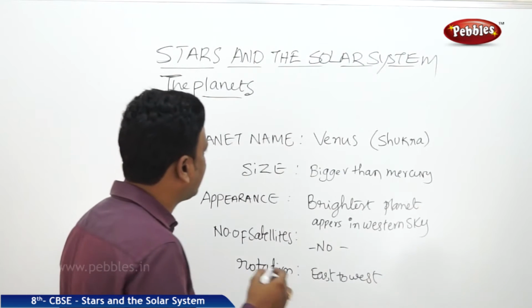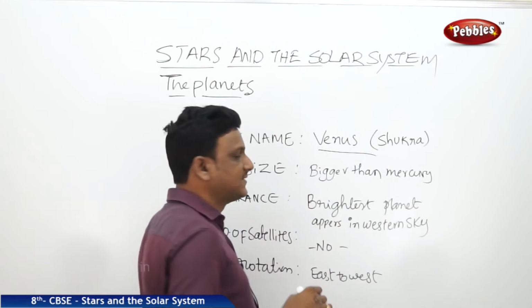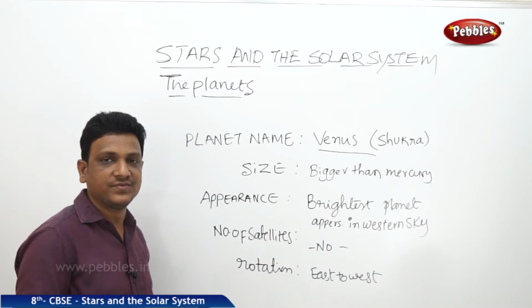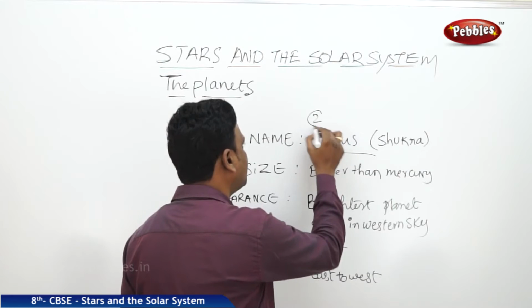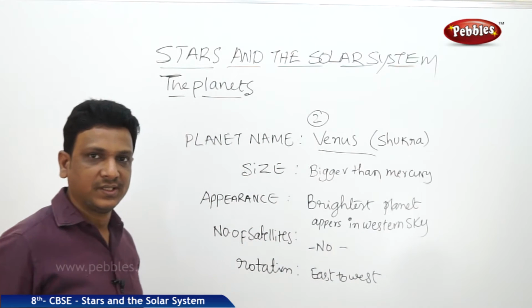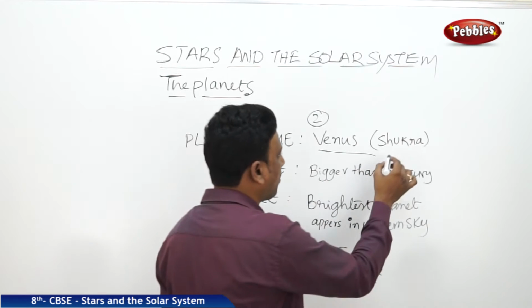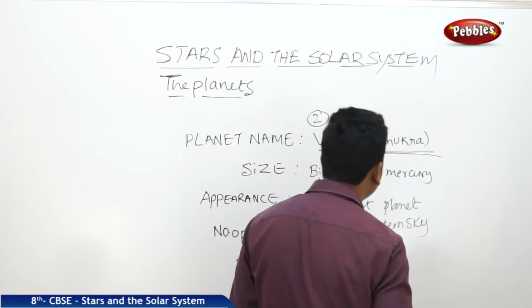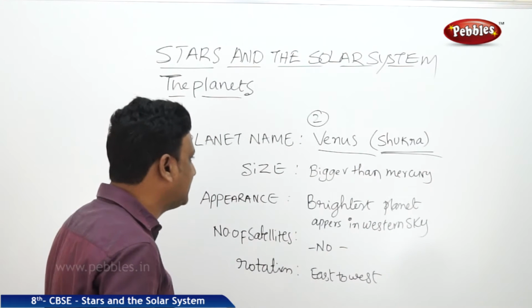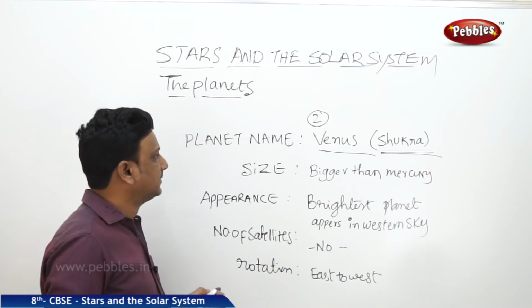Now let us look at the next planet after Mercury, that is Venus. Venus is a neighbor planet to the Earth because Venus takes the second position. The first one is Mercury and Earth is in the third position. So who is the neighbor here? Venus is the neighbor to the Earth. In Indian name it is called Shukra Graha, Shukra. In size, it is bigger than Mercury and comparatively smaller than Earth.